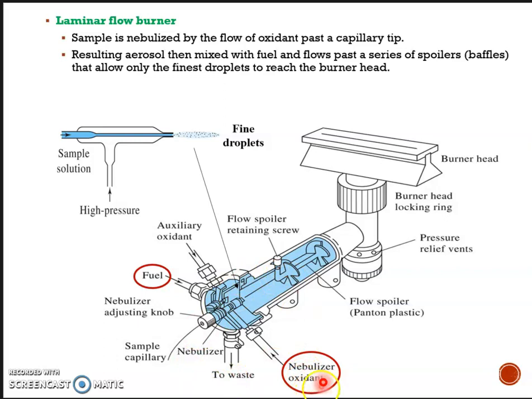Okay, so yang inilah ni. So this is nebulizer oxidant. Ni sampel kita.